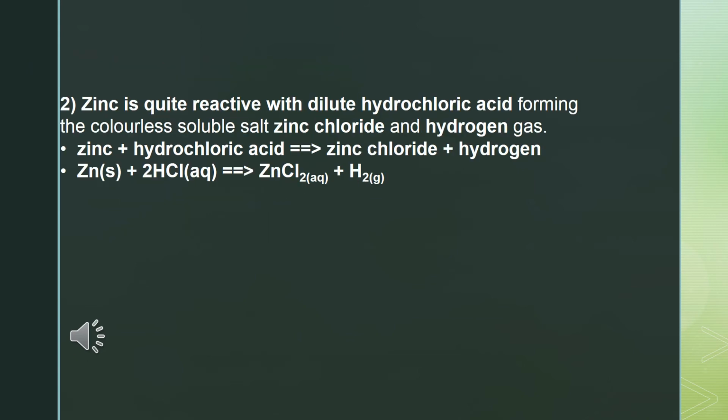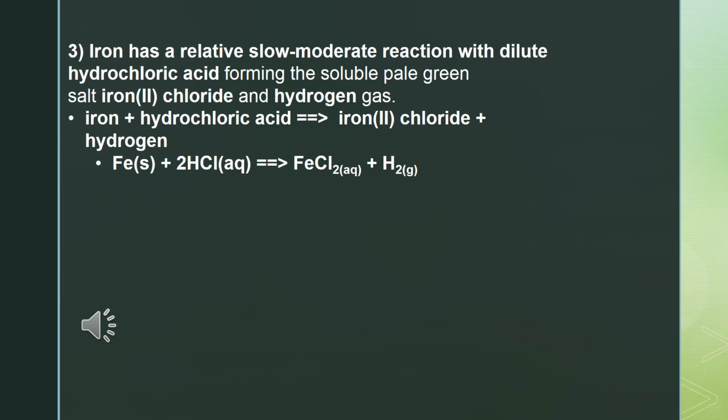Now let's talk about zinc. Zinc is quite reactive with dilute hydrochloric acid, forming the colorless soluble salt called zinc chloride and hydrogen gas. In the equation you can see that zinc chloride is formed and hydrogen gas is evolved. Let's talk about iron. Iron has a relatively slow, moderate reaction with dilute hydrochloric acid. It forms a soluble pale green salt, iron chloride, and hydrogen gas.